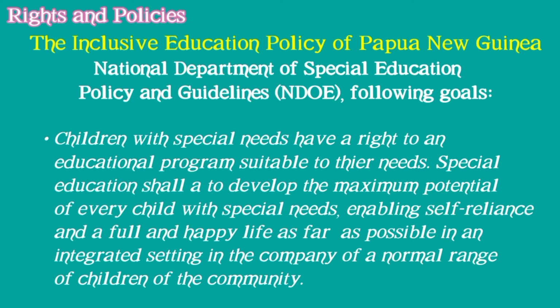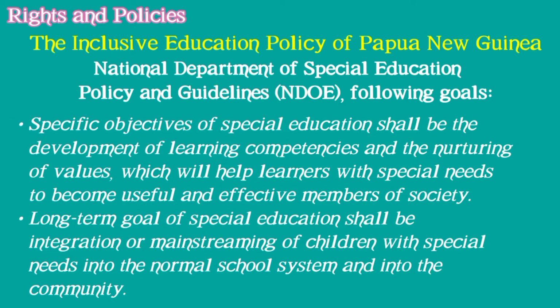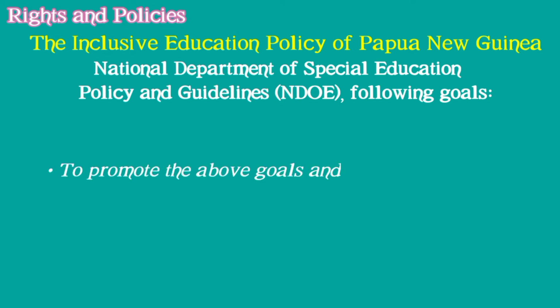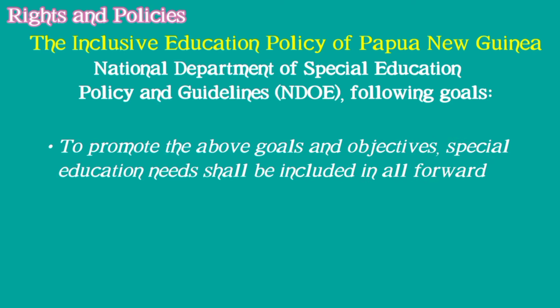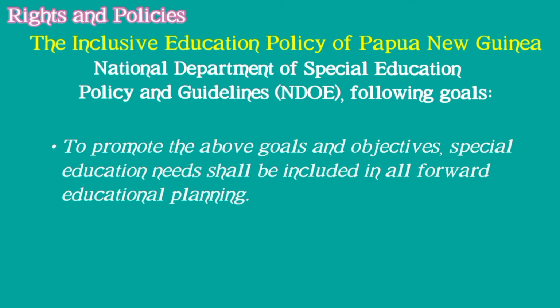Third, the specific objectives of special education shall be the development of learning competencies and the nurturing of values, which will help learners with special needs to become useful and effective members of society. Fourth, the long-term goal of special education shall be integration or mainstreaming of children with special needs into the normal school system and into the community. And lastly, to promote the above goals and objectives, special education needs shall be included in all forward educational planning.